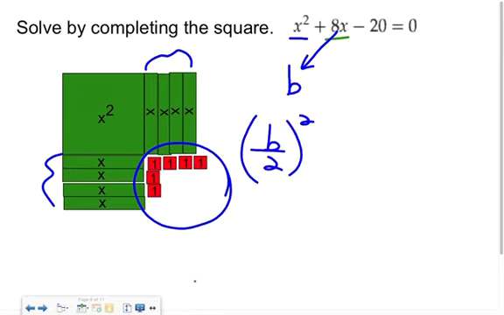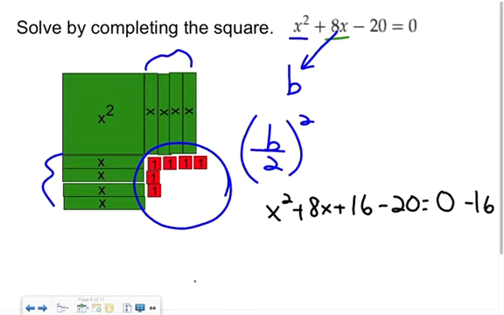So coming back to the actual process of solving the equation, I have x squared plus 8x plus 16 minus the 20 that I already had equals 0 minus 16, I'm sorry, plus 16. Because whatever I do to one side, I'd better do to the other. Realizing that the reason why I added that 16 is so that I can rewrite that x squared plus 8x plus 16 as a binomial squared.